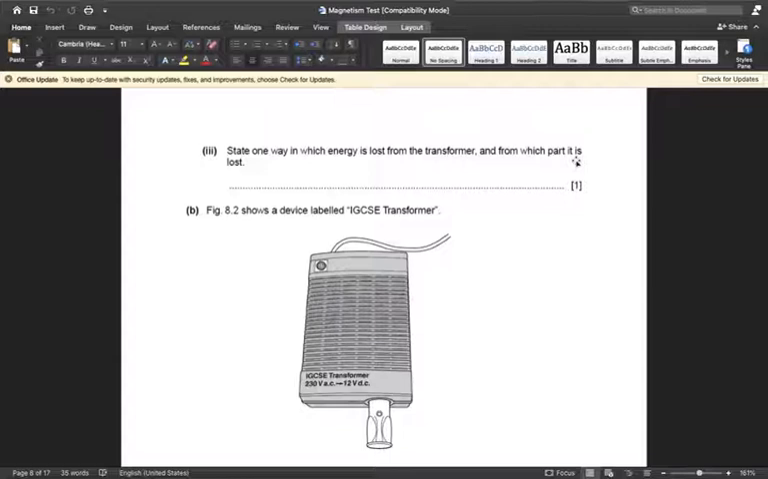The core. The iron core. And state how energy is lost. Right now you just said which part, but how is it lost in the iron core? It transfers from the primary coil. It does what? Transfer from the primary coil. This is how energy is lost in the iron core.